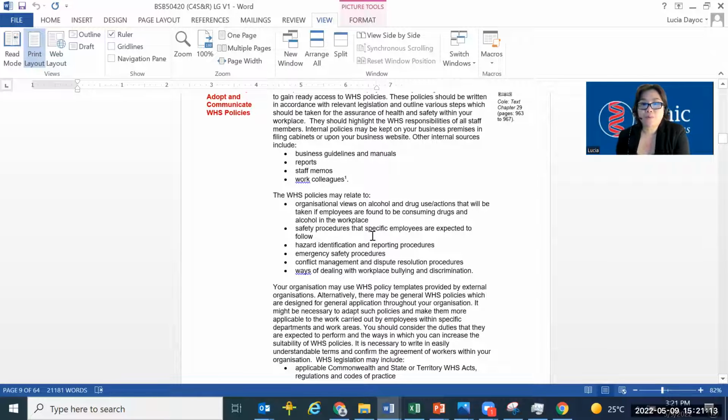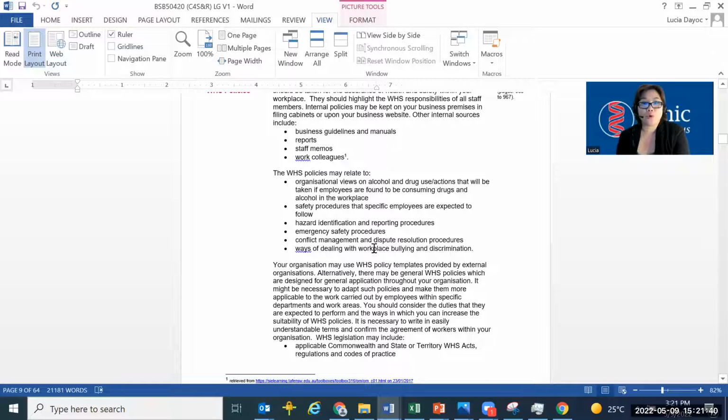What about safety procedures that specific employees are expected to follow? We've got hazard identification and reporting procedures. In the case of Sonic Health Plus, it's about putting entries into Riskman or using a form that you can get from the intranet. When you've identified a hazard, you need to report it so something is done.